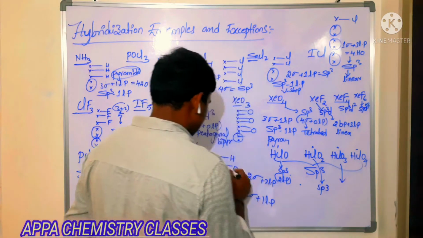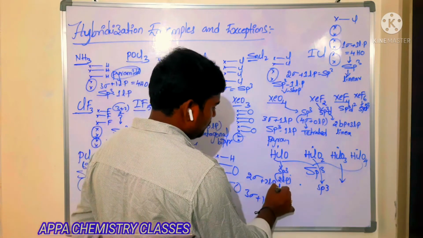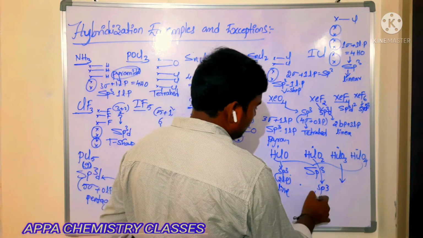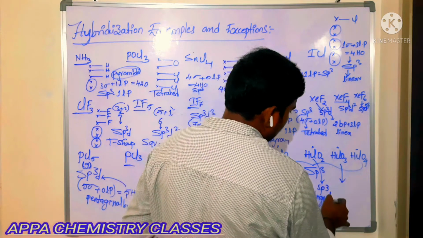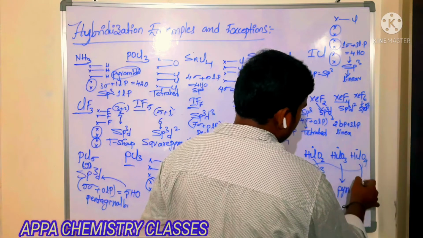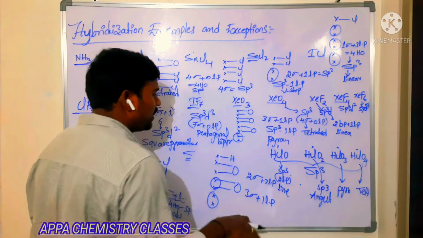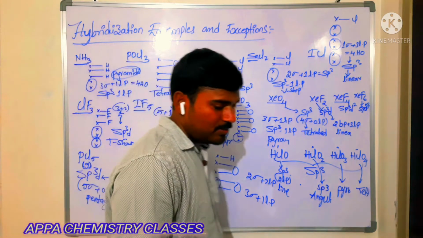You are going to get linear. Now I have taken here linear shape. Linear. It is angular. So it is what? Pyramidal. So it is what? Tetrahedral shape. Is that clear? So that is very, very important. Hybridization. We'll see some more examples.